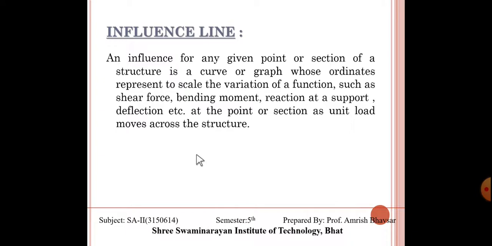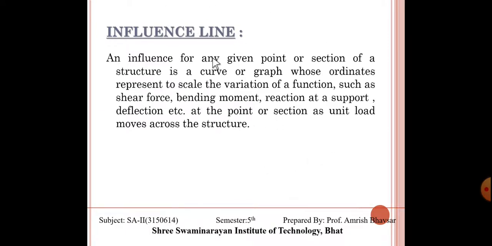So for that fluctuation of the bending moment diagram, we want the maximum shear force and maximum bending moment for the moving load, and it will be done by the influence lines. So what is an influence line?